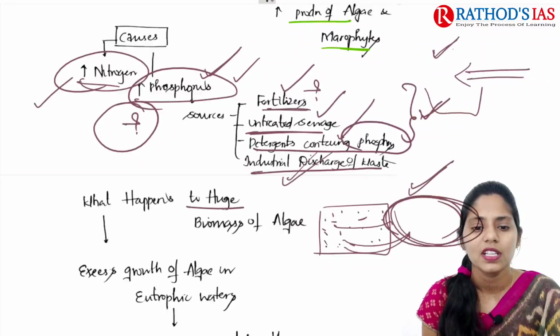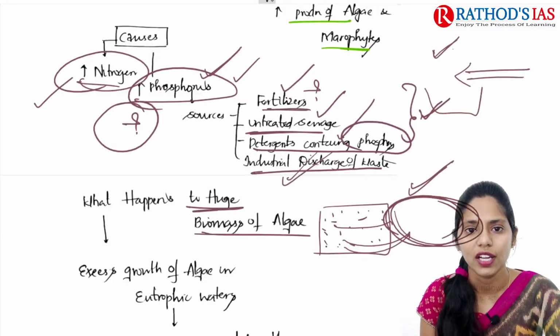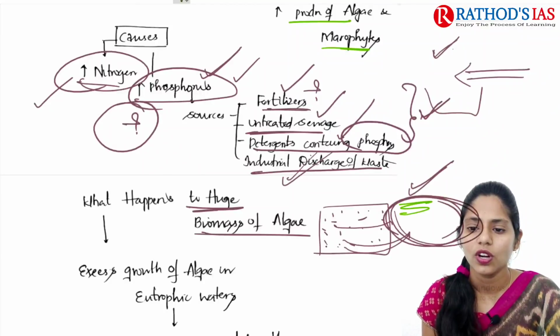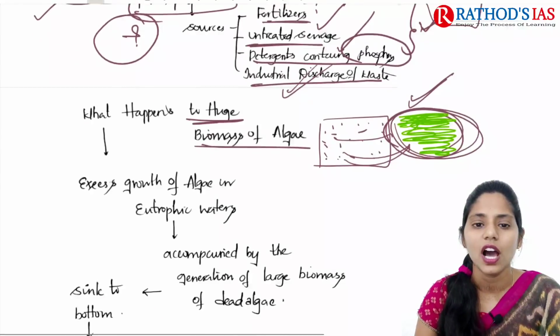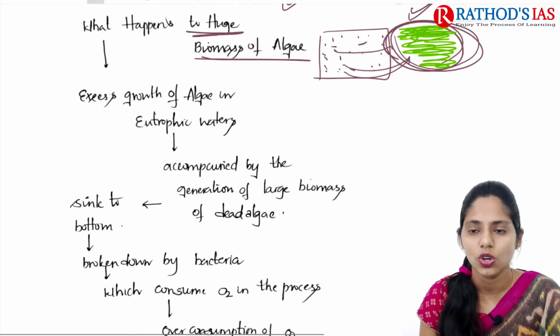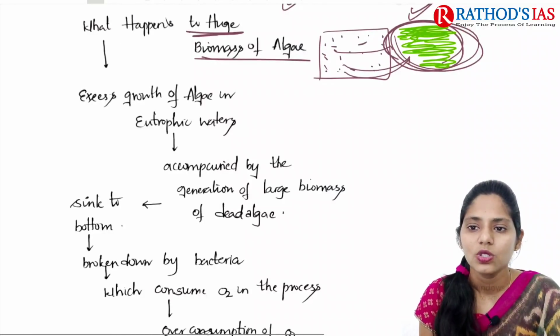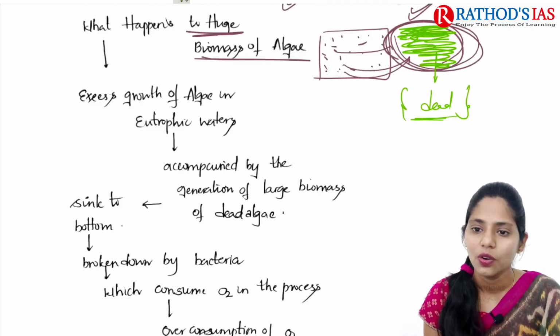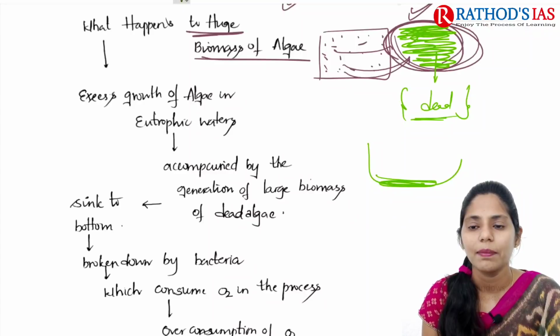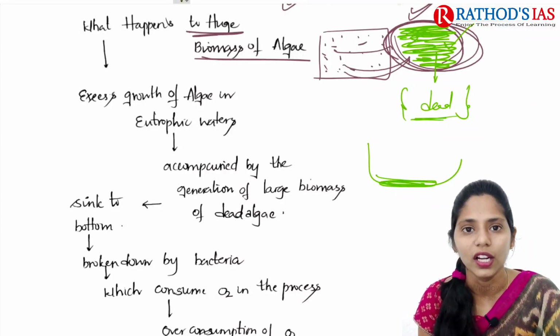And what happens to this huge biomass of algae? As I said earlier, whenever eutrophication is happening, we can see high algal growth in this water body, right? We can see excess algal growth in this eutrophic water. After some time this algae will die, and this dead algae will finally sink to the bottom. So eutrophication led to an increase in algal growth or algal bloom.